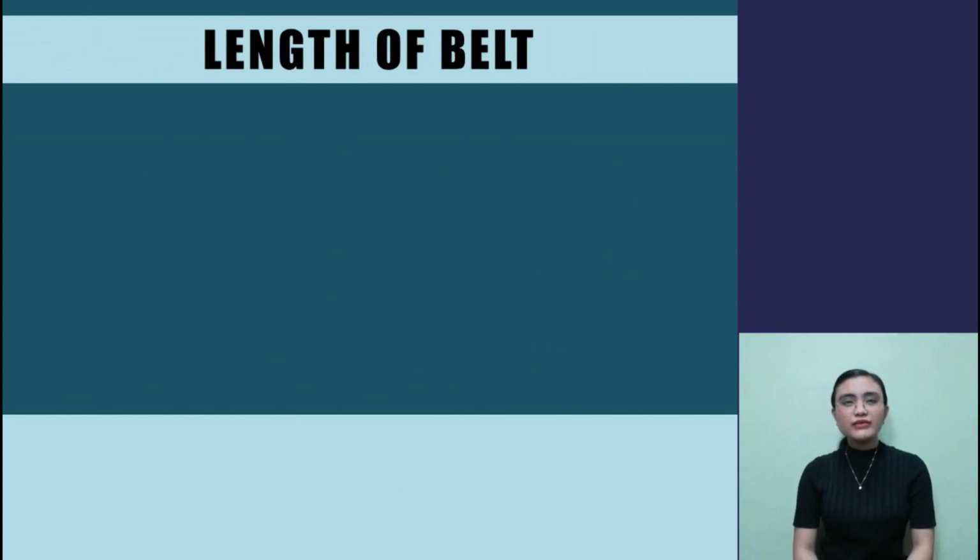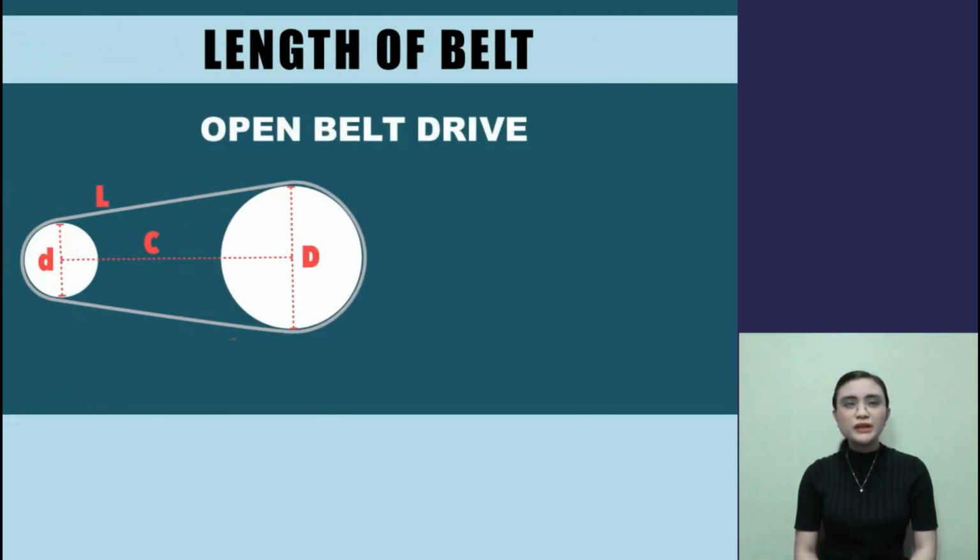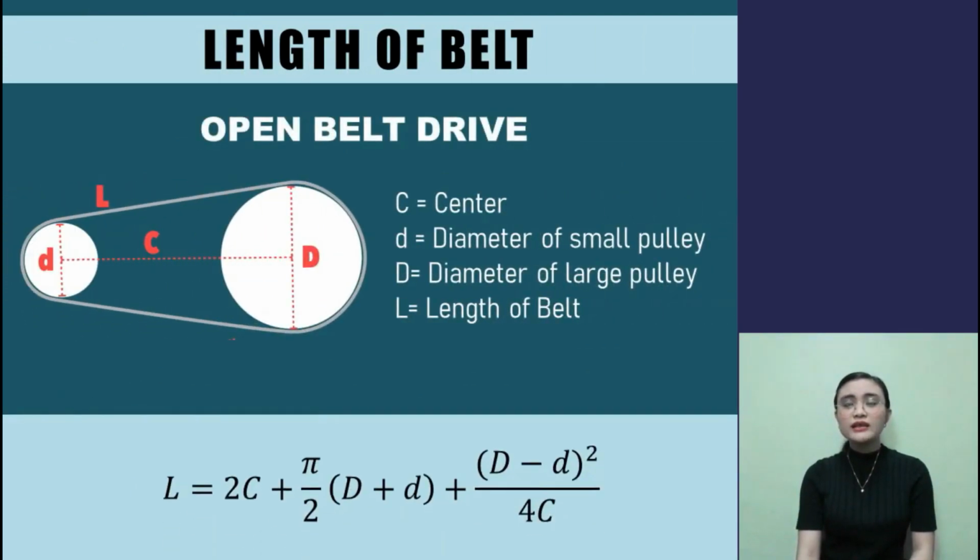Now let's proceed to the length of belt. There are two types of belt drive. It can be an open belt drive or a closed belt drive. Let's focus first on an open belt drive and determine the required length of that belt drive. With the given formula, L is equal to 2C, where C is the center to center distance, plus pi over 2 times the sum of the diameter of large pulley plus the diameter of small pulley, plus the square of the difference of the diameter of large pulley minus the diameter of small pulley, all over 4 times the C, the center to center distance.